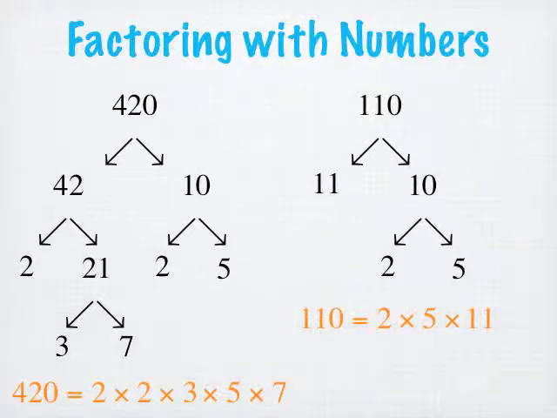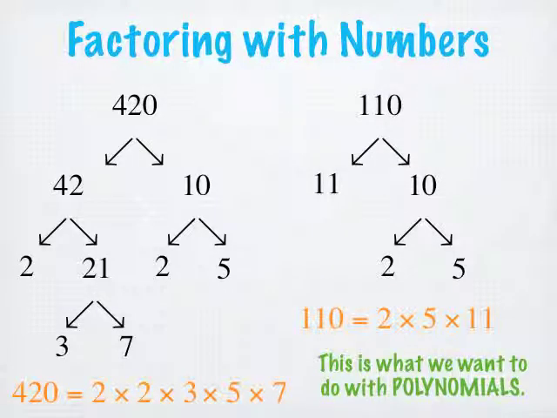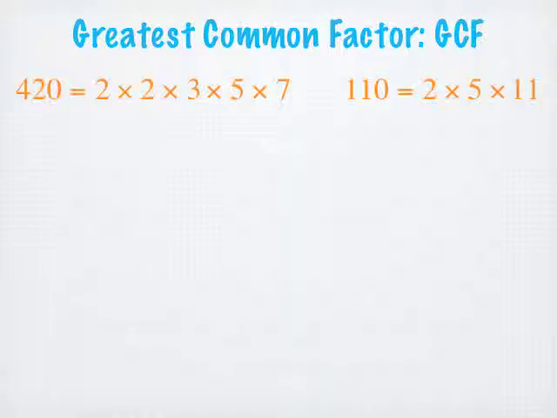That's essentially all we're doing, but we're going to do it with polynomials. We want to break them into little pieces, and when I multiply the pieces together, using FOIL or whatever, I'd get the big polynomial. Now before we go on to polynomials, though, we need to talk about the greatest common factor. So let's look at these two numbers again, 420 and 110. I'm going to have these orange lines come up on the next slide. So there's my factorization of 420, and there's my factorization of 110.